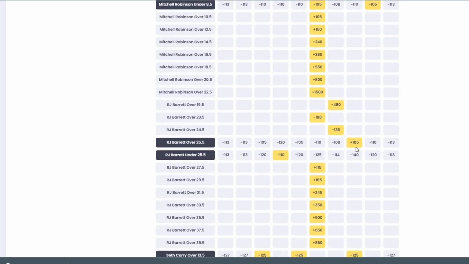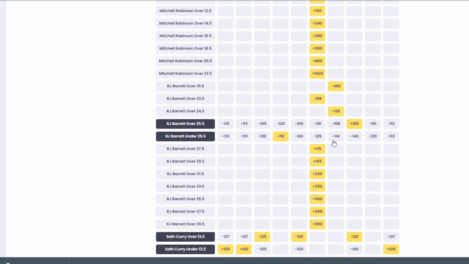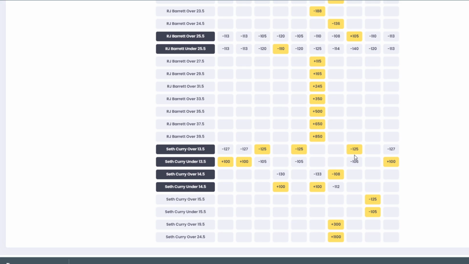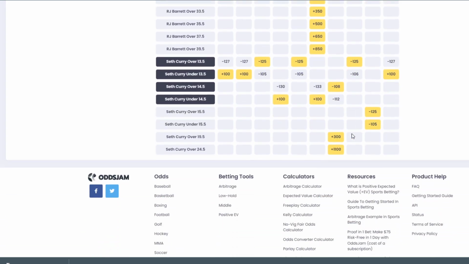RJ Barrett, they actually have the line at plus 105. He's been aggressive, but that is a high number for him. If a shot's falling, yeah, he can hit it, but I wouldn't touch that. Seth Curry over 13.5 points, minus 125. That's about right. There's no real inefficiencies in the market on that one.